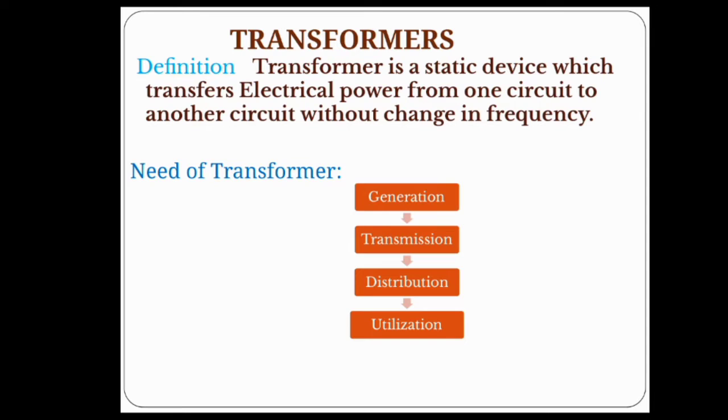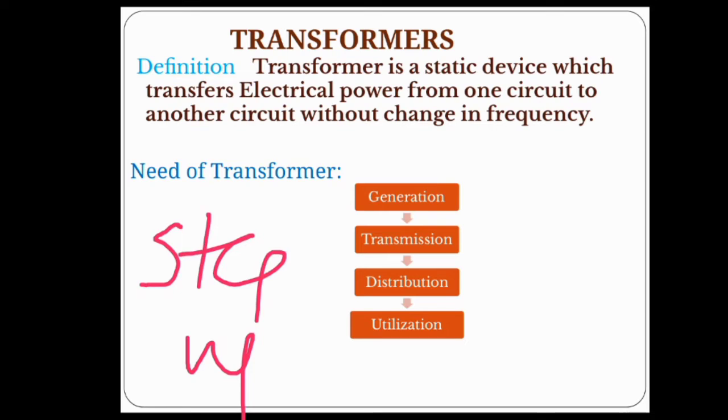So if a transformer transfers electrical power in an increasing manner, that means it transfers the power with increasing voltage, then such a type of transformer is called a step up transformer. And if a transformer transfers the electrical power while decreasing the voltage levels, then it is called a step down transformer.